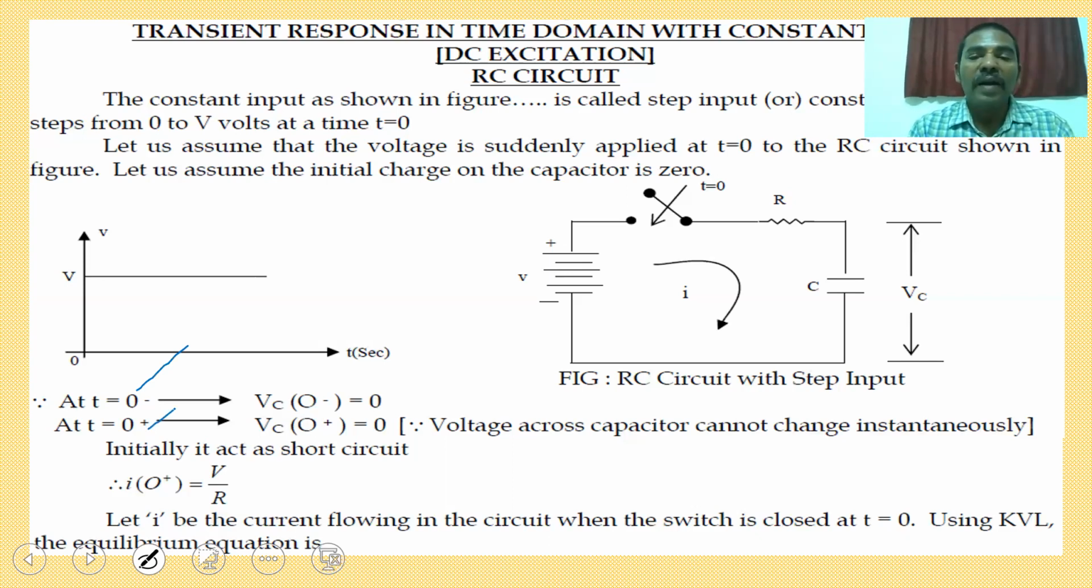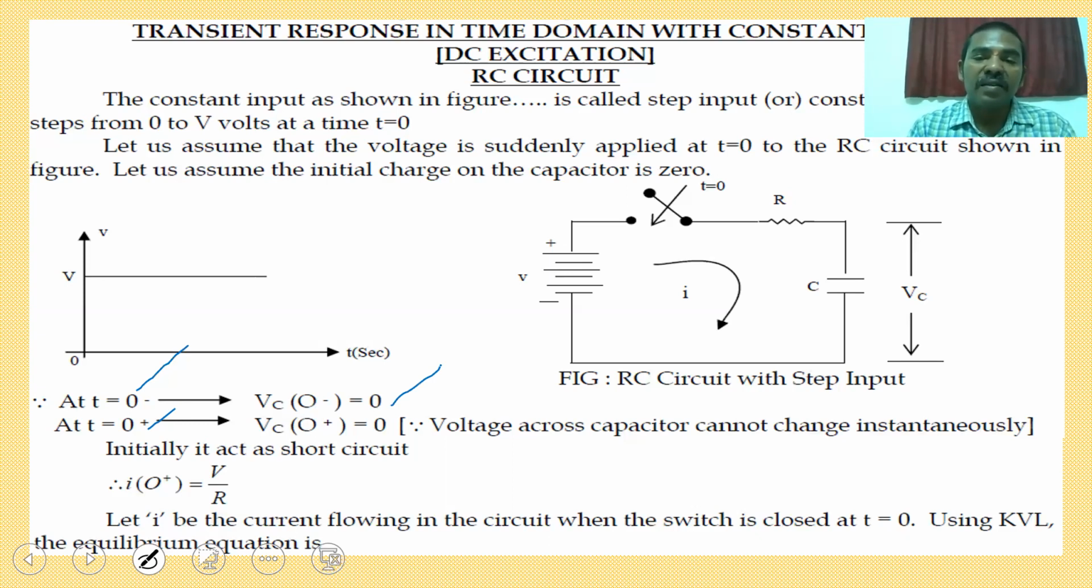Now what is the voltage drop across the capacitor at t is equal to 0 minus condition? What is t is equal to 0 minus condition? Immediately before the switch is closed, which means still the switch is open only. So no current will flow through the circuit. There is no voltage drop across the capacitor. You have already assumed that the capacitor is in relaxed position. So V of 0 minus is 0.